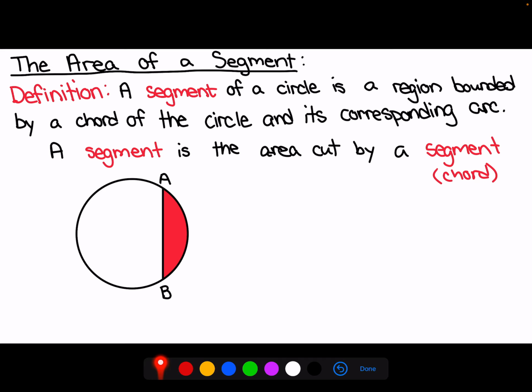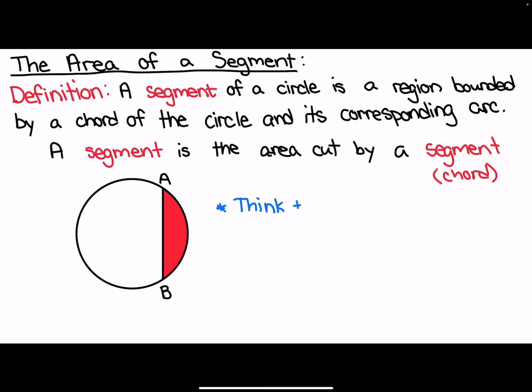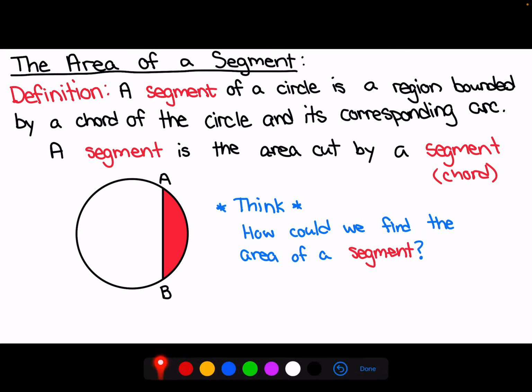Now, there is a way to do this, and this is going to be a little bit more difficult of a concept, but it is still possible to do. So what we need to do in order to come up with this equation is we need to think: if I wanted to find the area of the segment, what could I draw inside of the circle in order to create another inscribed shape?